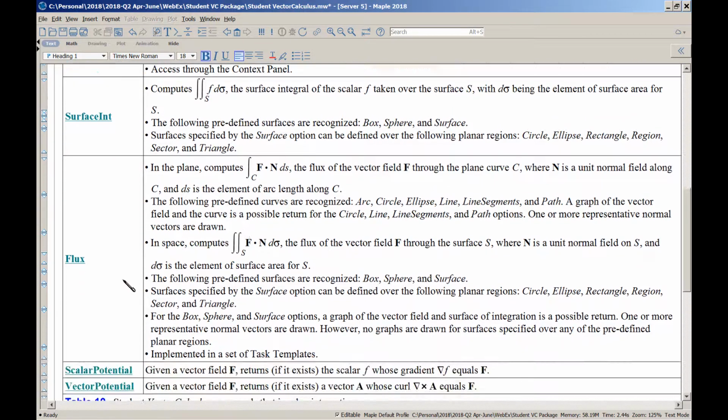And the Flux command has the same properties. If you're in the plane and you have a two-dimensional vector field, it computes the integral of the normal component along a curve, and clearly there are some known curves, and you can get a graph like you could get for the line integral if you use these curves, these paths.